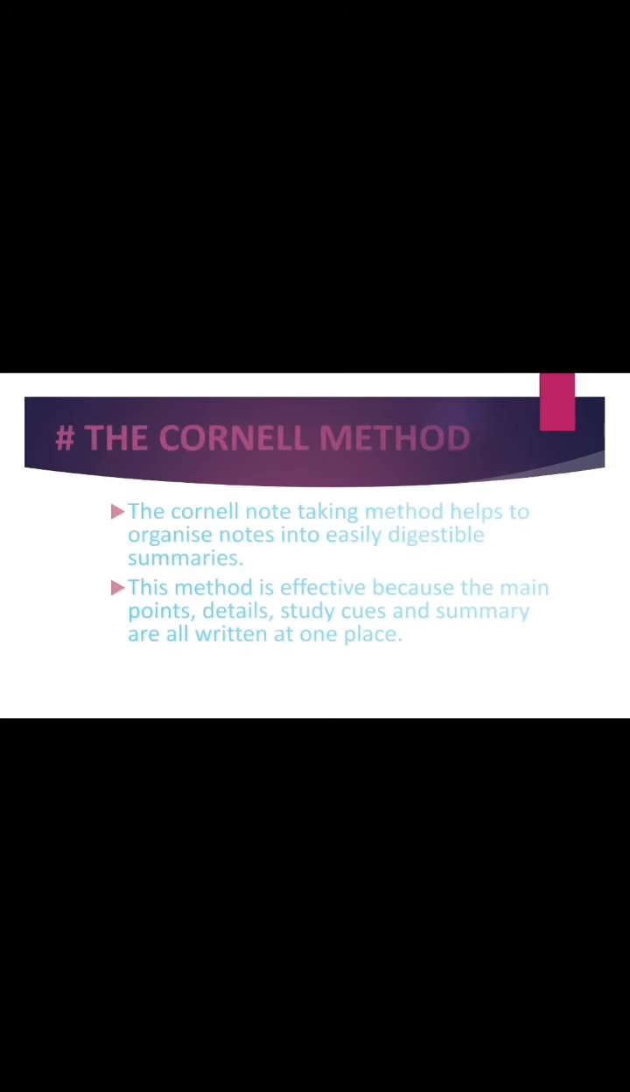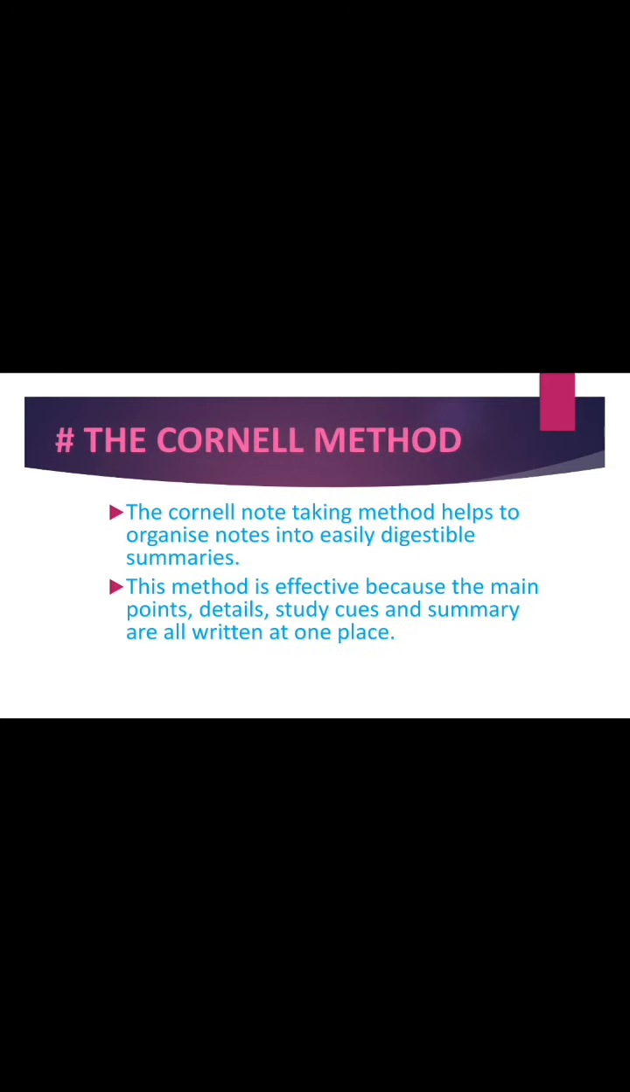Our second method is the Cornell method. The Cornell note-taking method helps you to organize your notes into easily digestible summaries. This method is effective because the main points, study details, study clues, and summary are all written in one place. Firstly, you will divide your page into three sections. The first section is your clue section, the second is your main note section, and the last one is your summary section. Use the main section to take notes during the class. Use the clue section to review your notes.